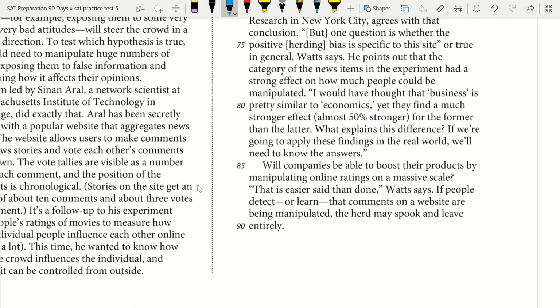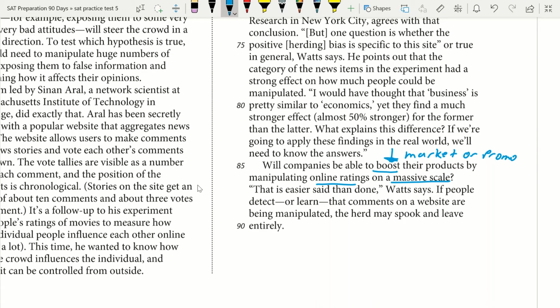So we have, will companies be able to boost their products by manipulating online ratings on a massive scale? Okay, so this passage, you would obviously have context going into it because you would have read it. This passage is talking about online reviews and how they can be swayed by user choice and how companies could potentially use that to boost their products. Now, boost in this case would most nearly mean market or promote. Okay, they want to use those to market or promote their products.